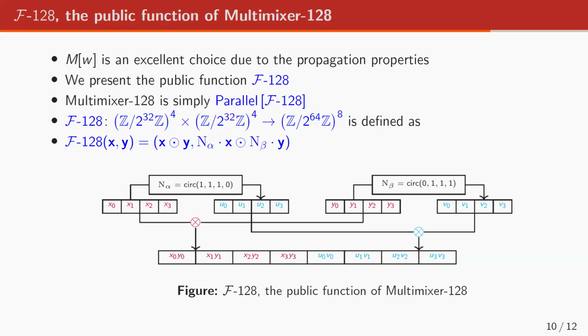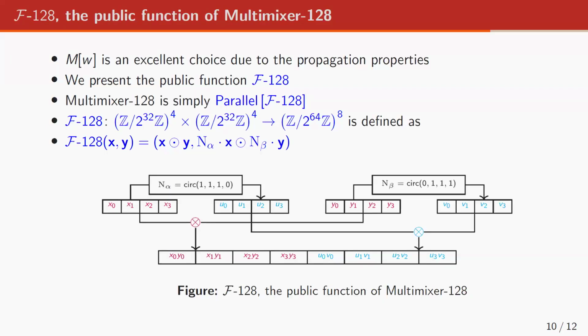So we have X and Y as input to the public function F128. We apply a circular matrix whose first row is 1, 1, 1, 0 to obtain another 4-component vector of 32-bit integers, which we denote as U. We do the same over Y, but the matrix here is the circular matrix whose first row is 0, 1, 1, 1. Finally, we compute the Hadamard product of the vectors X and Y. So we component-wise multiply X and Y, so we compute X0 Y0, X1 Y1, and so on. And we do the same for U and V. And finally, we concatenate these results. And this is the output of the public function F128.